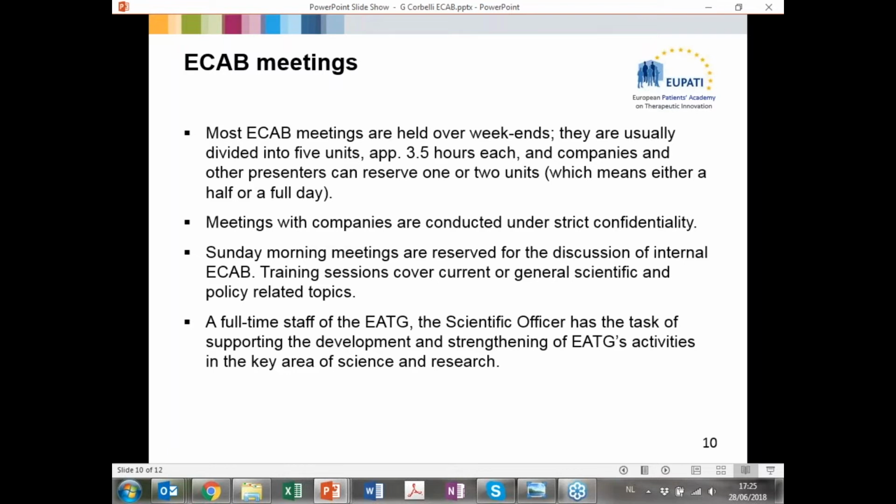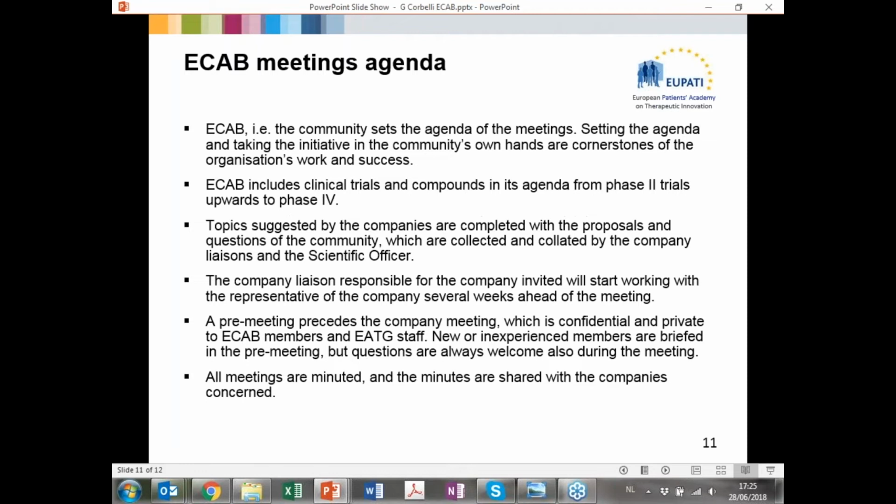The meetings with companies, as I said before, are conducted under strict confidentiality so that they can present also unpublished data. And usually we reserve the Sunday morning meetings for an internal discussion and also some training sessions where we try and discuss and present some topics we need to understand better as a group of advocates. Again, the full-time staff at the office is really helpful in defining all these activities. Next slide, please. Let's see how we set up our agenda.